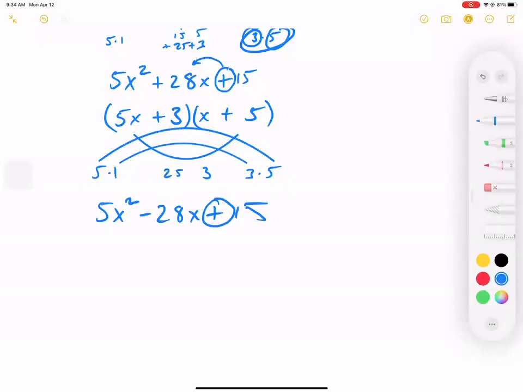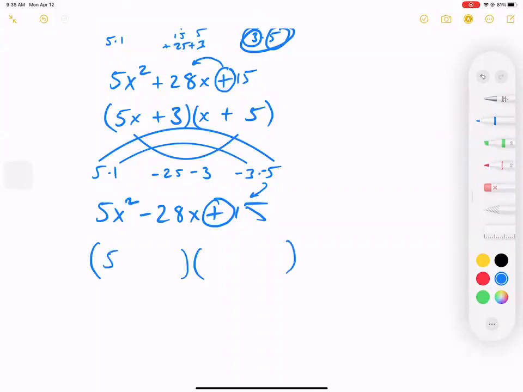But how can I make them negative 28? Well, just like before, they both have to be negative. Because isn't a negative times a negative a positive 15? And negative 5 times 5 is negative 25, and 1 times negative 3 is negative 3. So they would end up both being negative. So we end up with that negative 28. This is why this can be a little confusing sometimes, because there are so many possibilities.